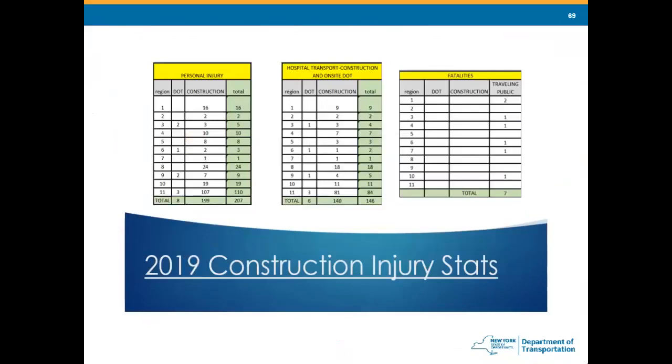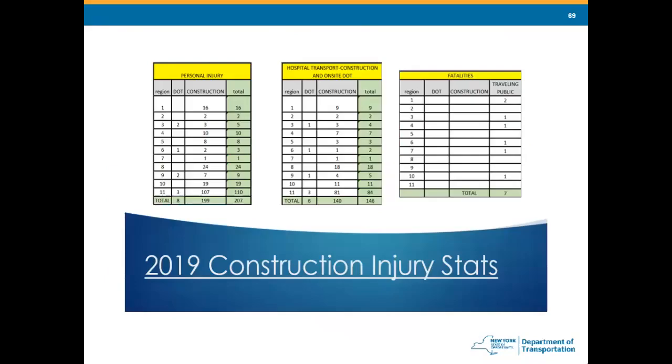For 2019, just construction by region. So this is personal injury, and like you see here, this is DOT, this is the contractor. Hospital transport, on-site, DOT and the contractor, and then this is fatalities. There were 7 fatalities this year. Traveling public. No DOT or construction employee, but there were 7 fatalities, and as we all know, that's 7 too many. And I believe that's my last slide.